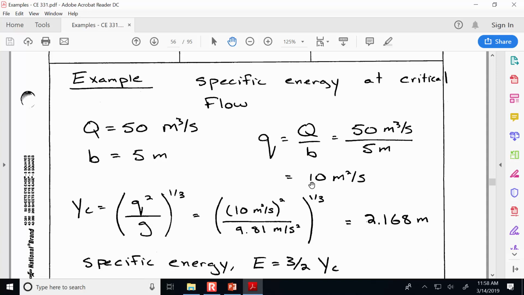Now that's just an average, because in the center of the channel, in reality, there would be more flow going through that center meter than through an edge meter. But we neglect those edge effects here when we're calculating the flow per unit width. So what this is saying is you can calculate the critical depth by saying the flow per unit width squared divided by g, to the one-third power. So the critical depth is 2.168 meters.